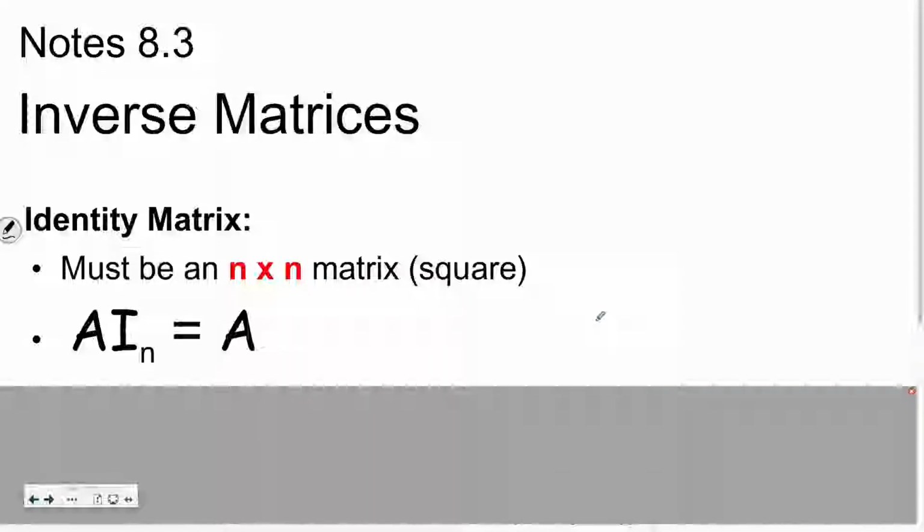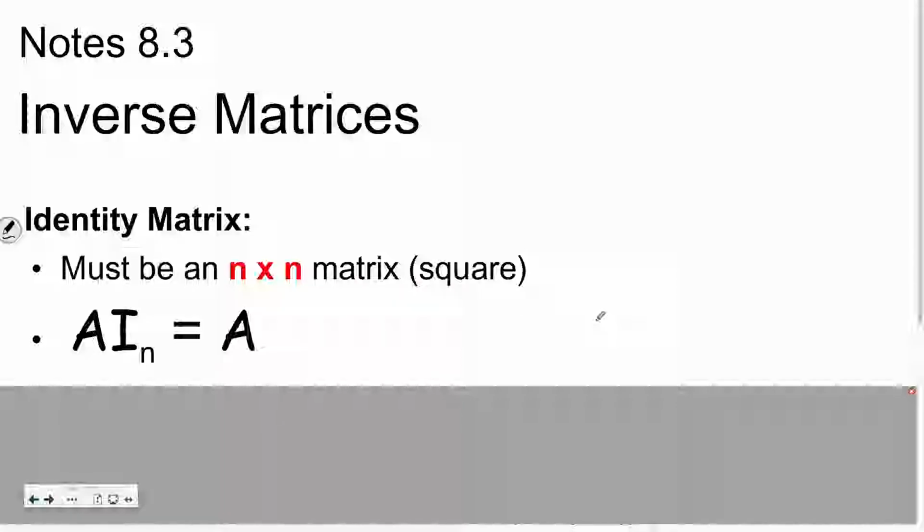Before I talk about inverse matrices, which is the main topic of today, I actually want to talk about something called an identity matrix. Some of the stuff we're going to talk about today, I'm going to take a little trip down memory lane to what you know about real numbers and try to make the connections between these real number properties and how they apply in matrices, because it's kind of the same idea. So I'm going to talk about this thing called an identity matrix.